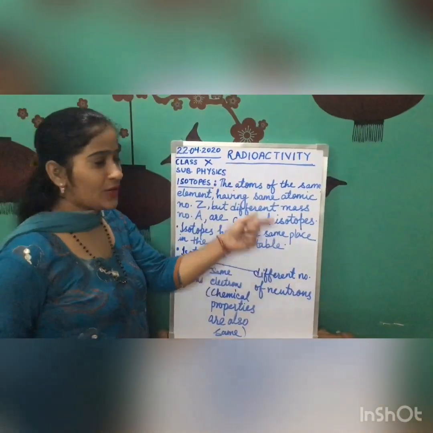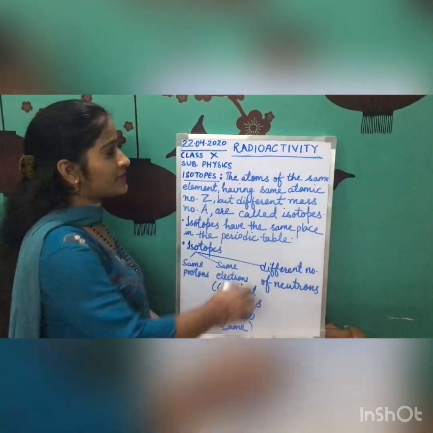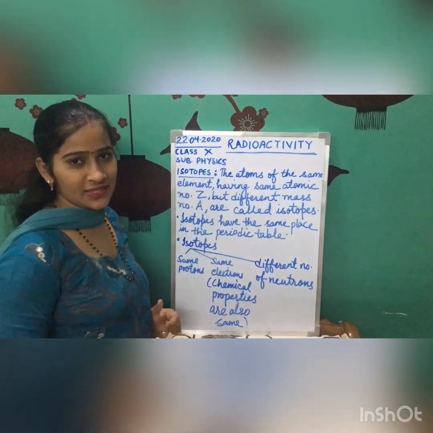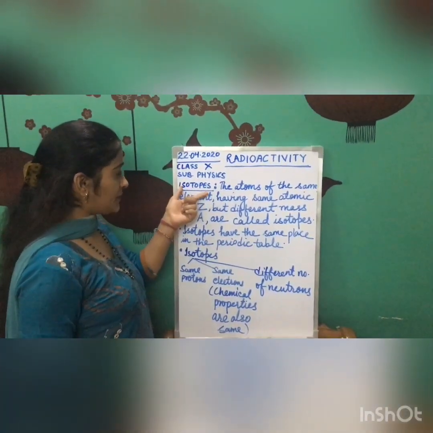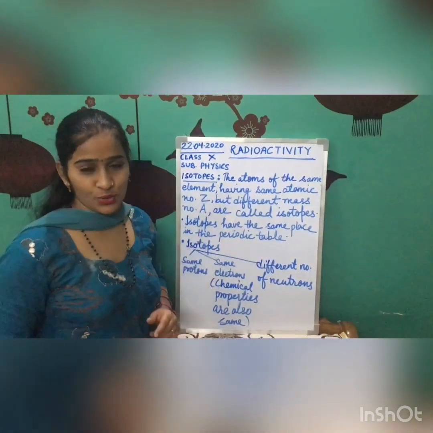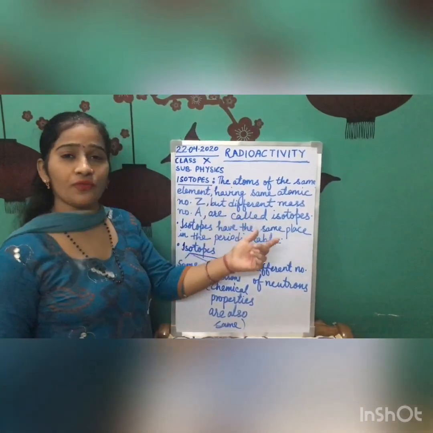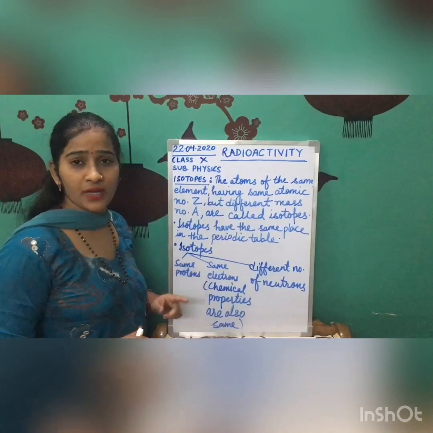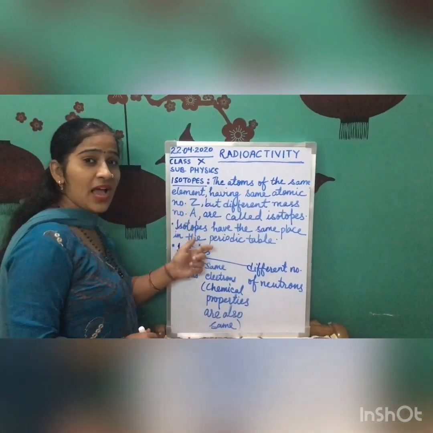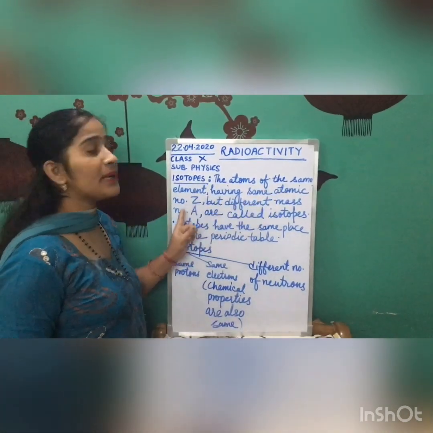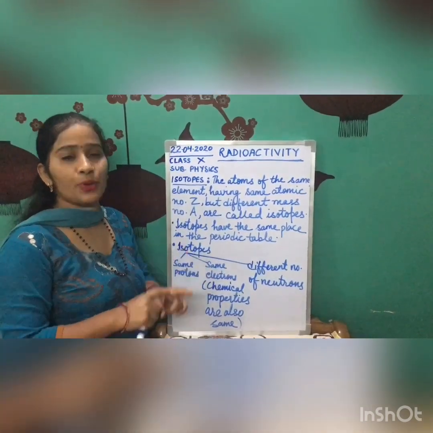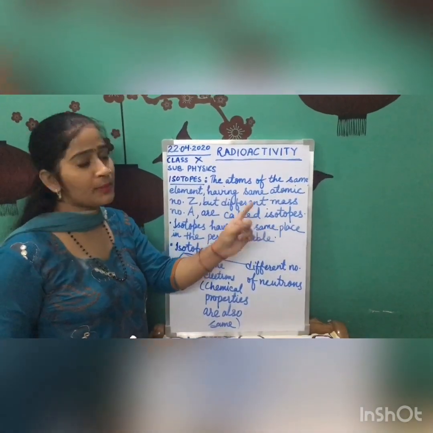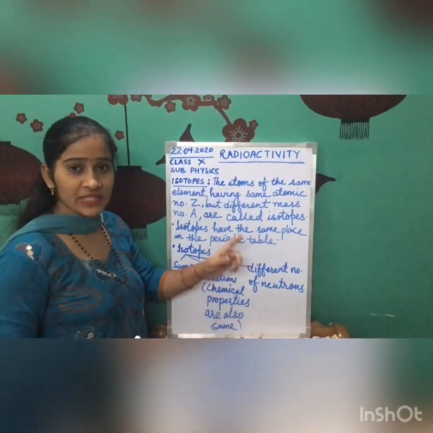In the last video, I introduced the topic radioactivity, students. Today, in this video, I will explain isotopes. What are isotopes, class? The atoms of the same element which have the same atomic number. That means they have the same number of protons. Atomic number refers to the number of protons, because I explained this in the last video.